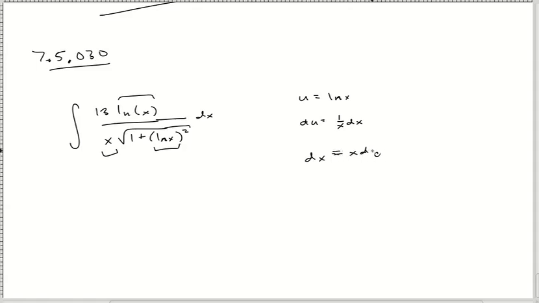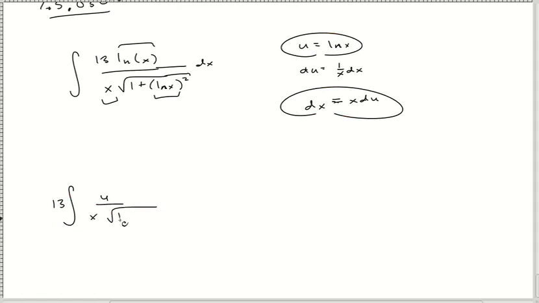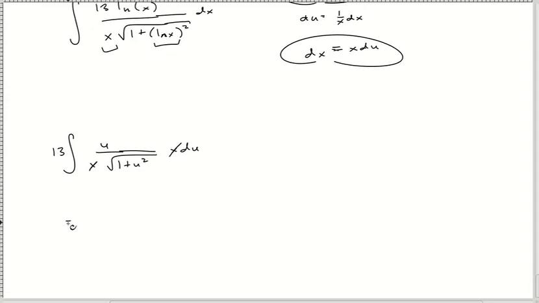Oops, du. Plug in those two in. 13 in the front, I got a u, I got an x, I got the square root of 1 plus u squared, and then I got an x du. Cancel those two x's out entirely. So now I'm left with this guy.